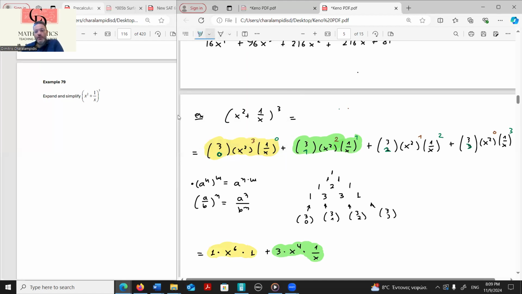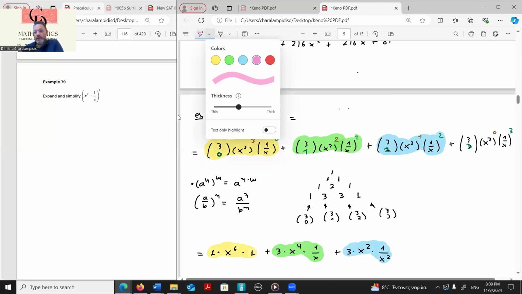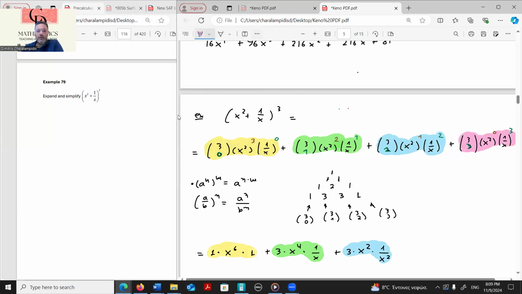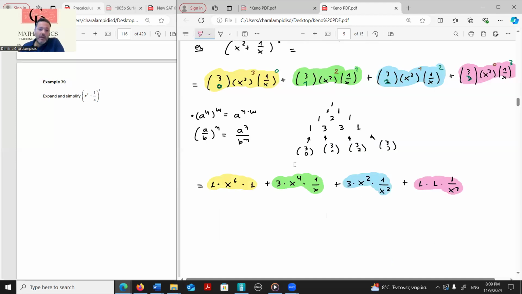Next, let's continue with the blue one. 3 choose 2 is 3 again times x to the power of 2 times 1 over x to the power of 2. That was the blue part. And finally, the pink one should be plus 1 times 1 times 1 over x cubed. I still need to do, however, operations to even simplify it further.